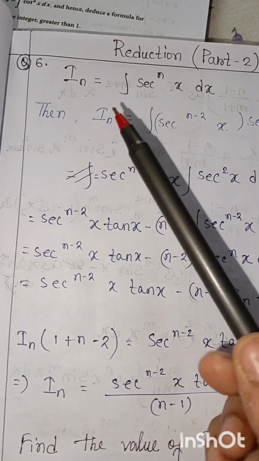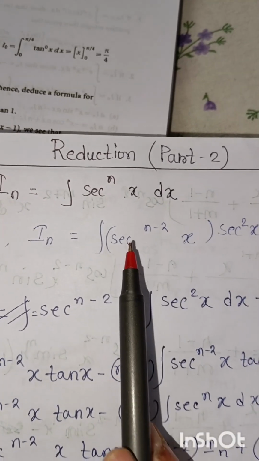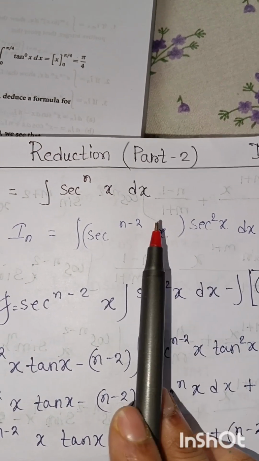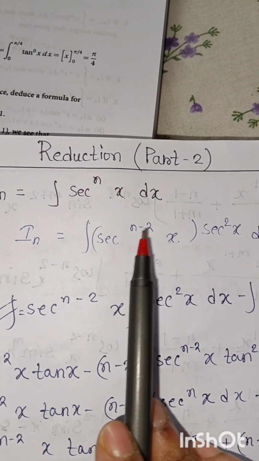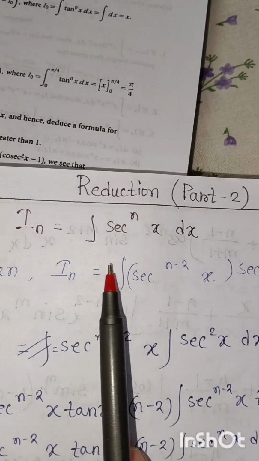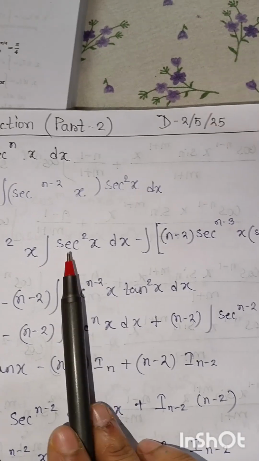So the next one is the integration of sec to the power n x. We write it as sec to the power n minus 2 and sec square x. We break the bracket, because by breaking this, we know that minus 2 and plus 2 is equal to 0. Then this is always equal to sec to the power n x. In the next line, we just apply the uv integration formula and integrate the line.